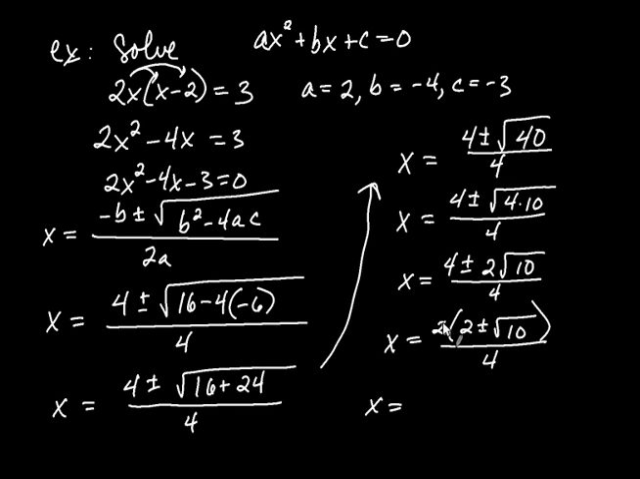So this 2 cancels with a factor of 2 there. And my answers are 2 plus or minus the square root of 10 over 2. I have two answers, right? 2 plus root 10 over 2 and 2 minus root 10 over 2.